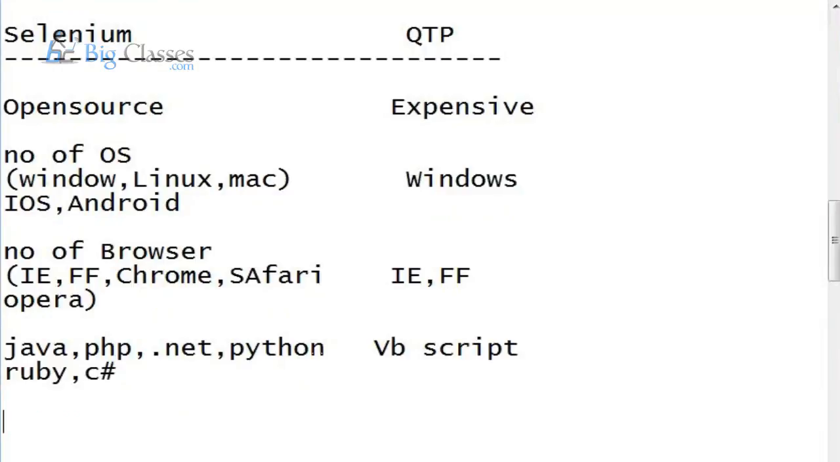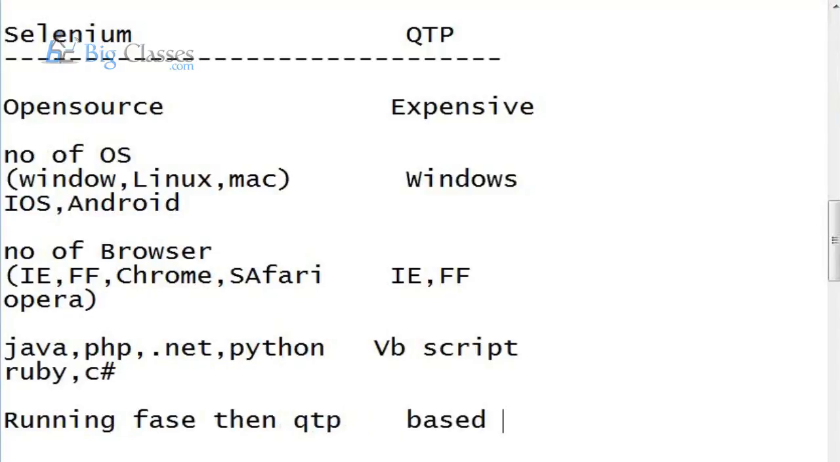And execution is also fast, meaning it runs very fast when compared with QTP. QTP is fast only based on application speed. Based on the application speed only QTP will work. But whatever the application speed, Selenium execution is very fast.